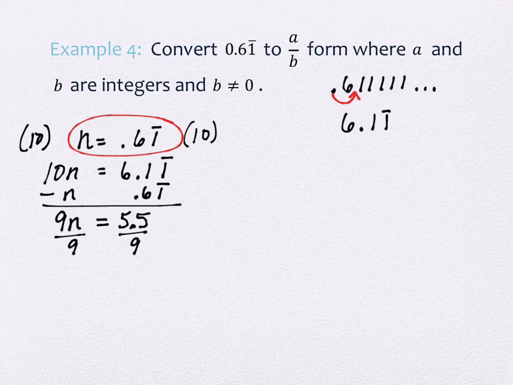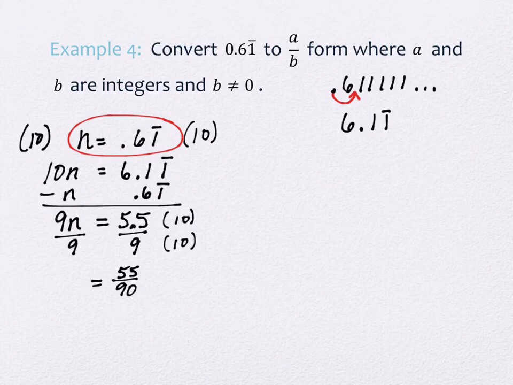I'm actually not done on this one because if you take a look back up at the directions, how did it say that the form is supposed to look when I'm done? A over B where they are what? Integers. 5.5 is not an integer. Okay? But it's easy to fix. Check it out. If I multiply by 10 on the top and bottom, then all of a sudden I actually have integers 55 and 90. So I can fix this really simply.